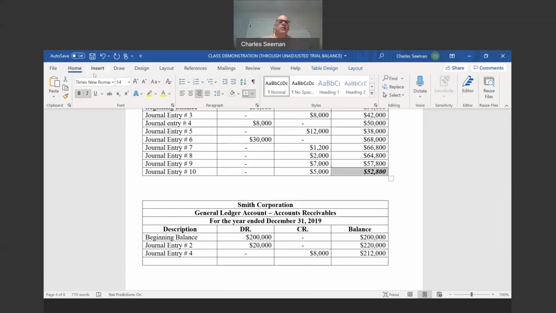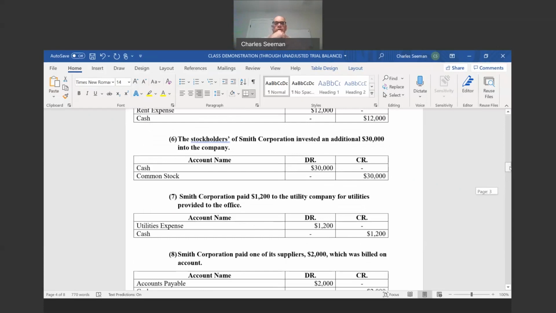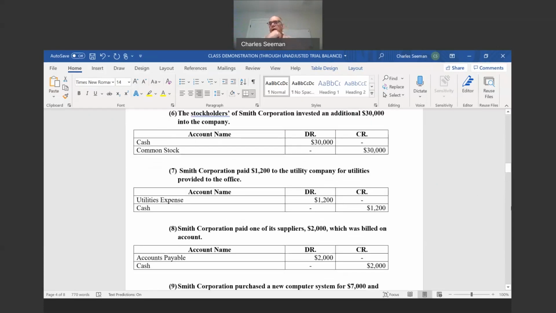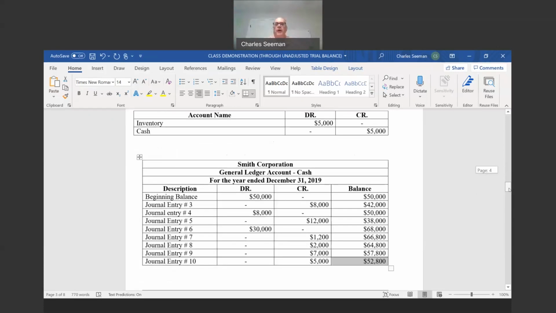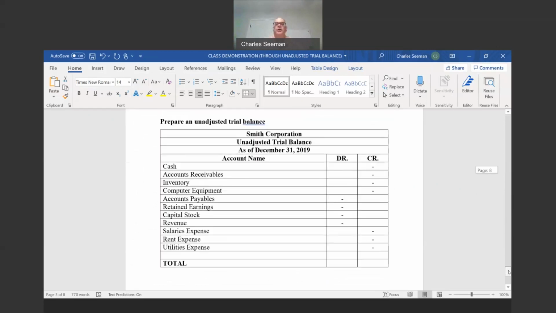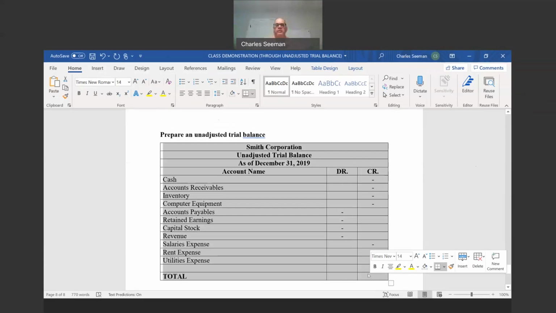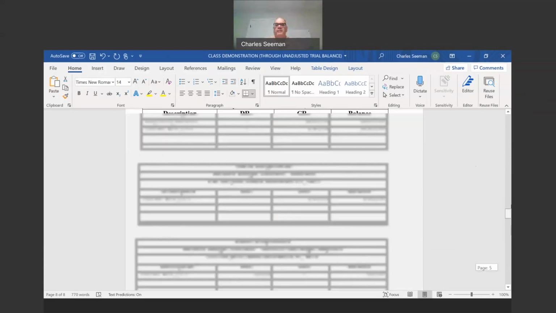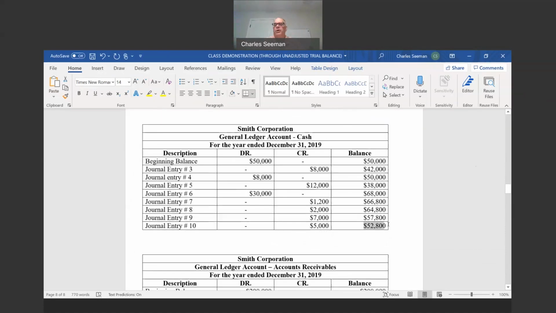Okay, so now that I'm done recording all the transactions in the general journal, this is what the general journal would look like. And I put them all to the general ledger. This is what the general ledger looks like. I'm now going to prepare an unadjusted trial balance. An unadjusted trial balance is simply a list of all the accounts. So what I do is I take the ending balance, now that I've posted all the transactions, and I put it in the trial balance.